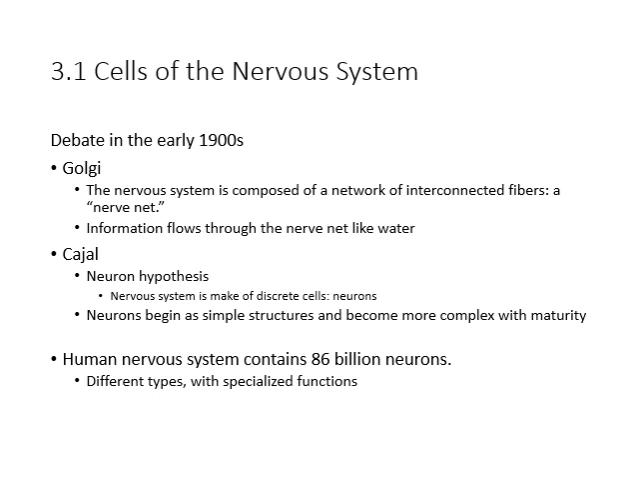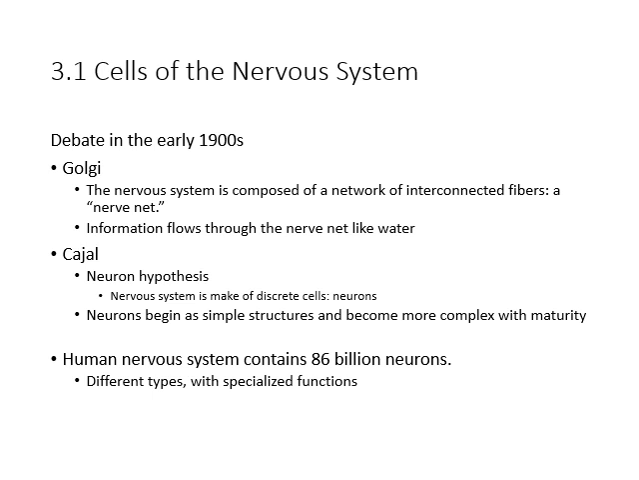There was a debate in the early 1900s. Essentially, the two main actors were these guys, Golgi and Cajal. And Golgi believed that the nervous system was composed of a network of fibers, kind of like a nerve net where information flowed through, like water.